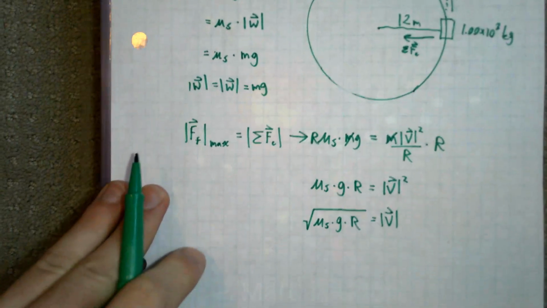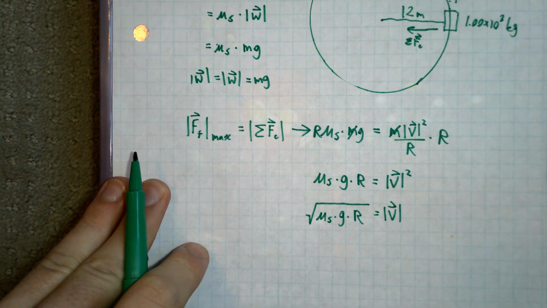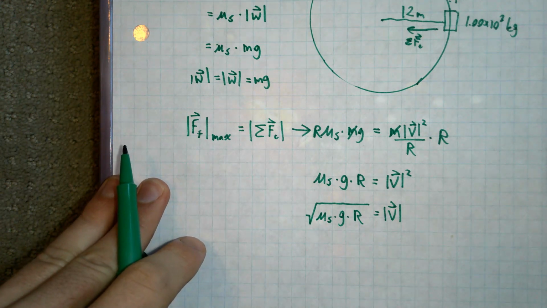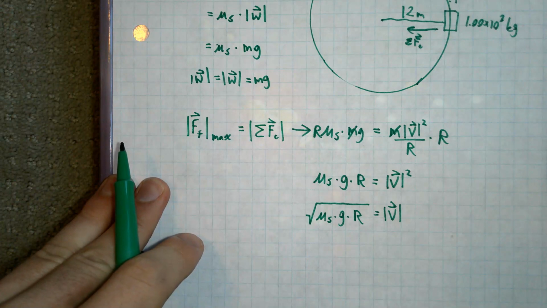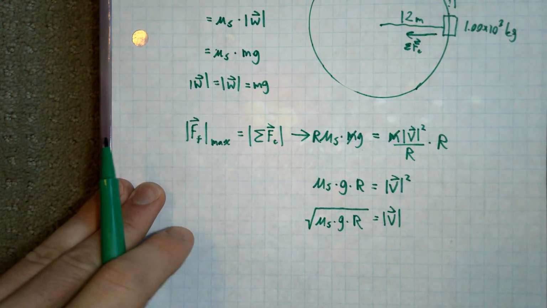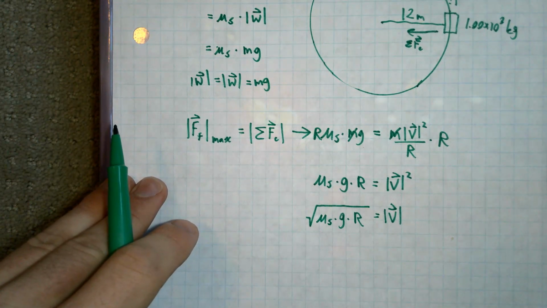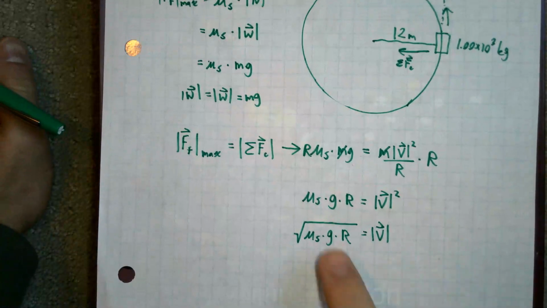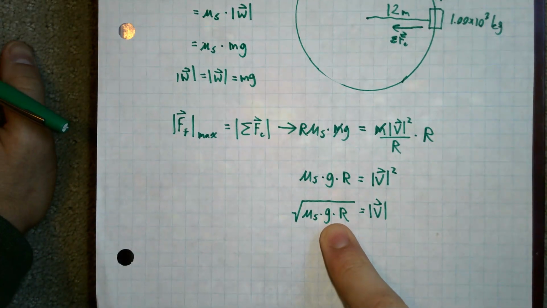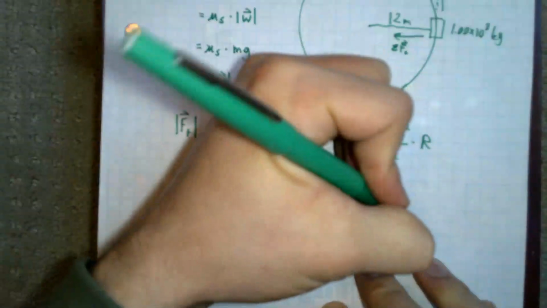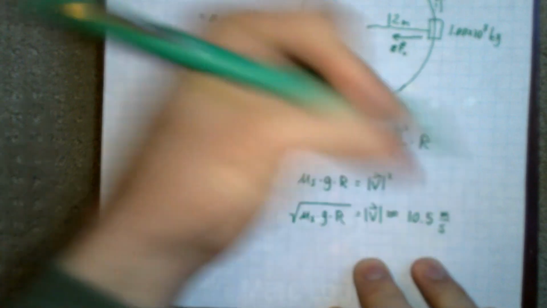Our mu sub s was 0.95. Our gravitational field constant, 9.8, and then times our radius of 12 meters. That gives us a value of 111. Now, I actually don't have a square root function on my phone that I'm using as a calculator. Right, here's my phone that I'm using as a calculator, my flip phone. So I know that inside of this value, I have something like 111. I know that 10 squared is 100, and 11 squared is 121. So it's about in between those two values. So it's something like 10.5 meters per second. That's a little bit of my approximation.